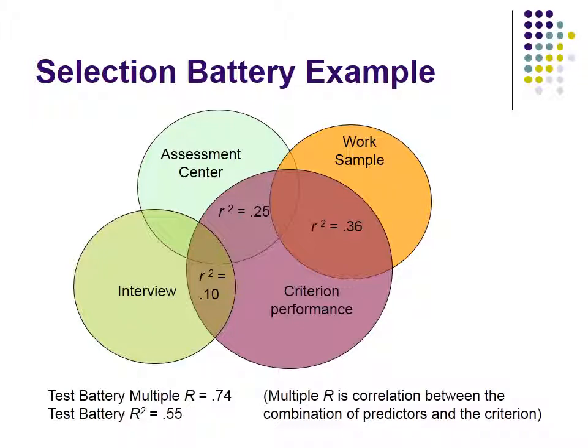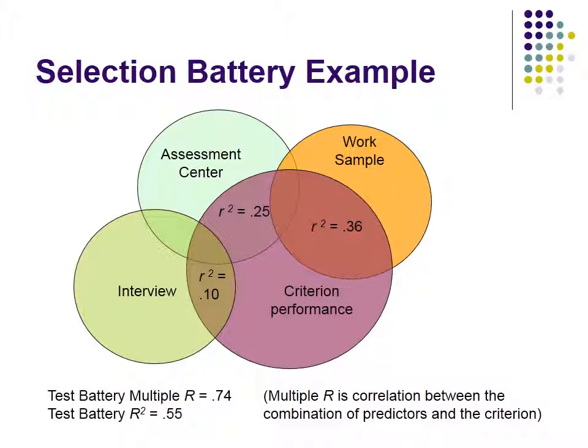But if assessment centers are added third, the only part it's going to explain is the incremental validity that it adds above and beyond what has already been explained by work sample and interview. So the only part that it would add at that point is just that purple section in the middle.